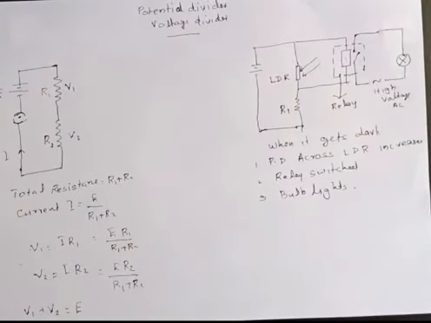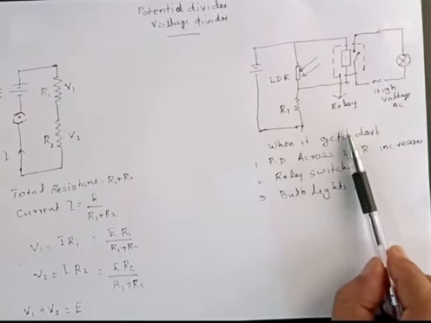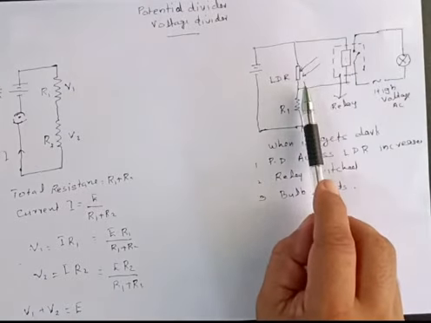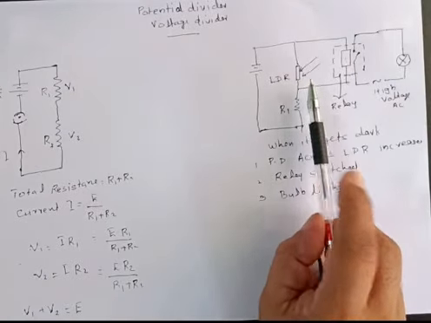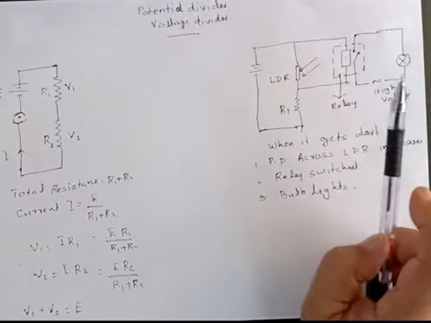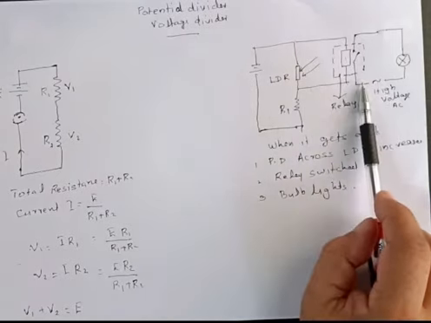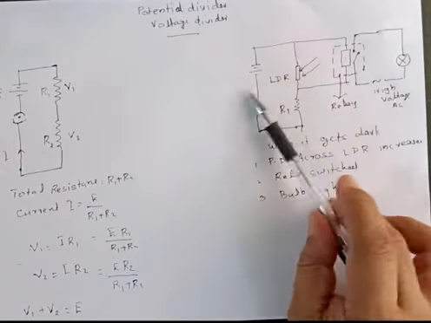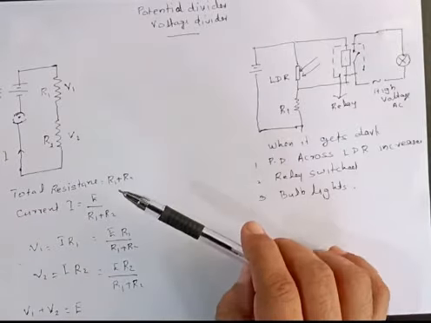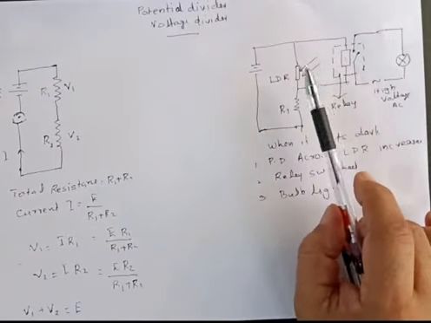So this is a potential divider, and this is how you use a potential divider for a switching device. Instead of this LDR, which is a light sensitive device, you may use a temperature sensitive device. You call it a thermistor. Then the same circuit can be used to switch on a heater or an AC, depending upon which side you connect the relay switch. You understand that? So this is a very simple example of how you can use the LDR, and the potential divider can be used for various kinds of devices.